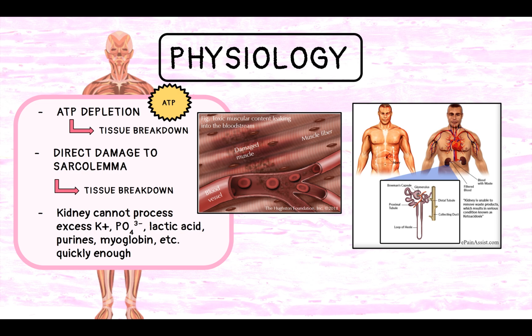There are two main reasons for muscle breakdown, which are ATP depletion and direct damage to the muscle tissue. ATP depletion can occur in places such as exercise or while using certain medications. The lack of ATP causes the breakdown of muscle tissue. Direct damage to the muscle breaks the sarcolemma, the sheath which protects the muscle fibers, and therefore releases the contents of the tissue into the bloodstream. These contents include potassium, phosphates, lactic acid, purines, and as previously mentioned, myoglobin. The kidney is not able to process these contents quickly enough, which causes damage.